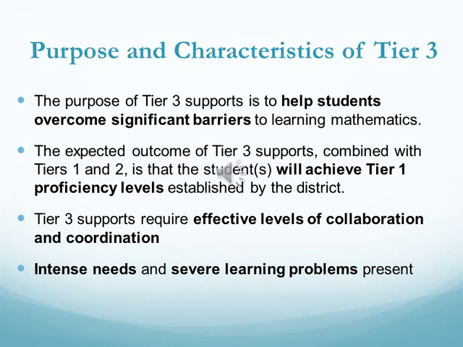The purpose of Tier 3 supports is to help students overcome significant barriers to learning academic and/or behavioral skills required for school success. The function is to reduce and eliminate barriers. If time is not increased, it is not Tier 3. We need a cycle where there is greater than one-to-one response and to change the predisposition for wrong answers. The expected outcome of Tier 3 supports combined with Tiers 1 and 2 is that the students will achieve Tier 1 proficiency levels established by the district.